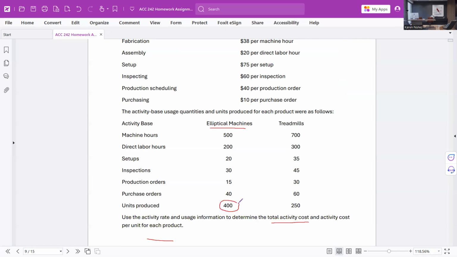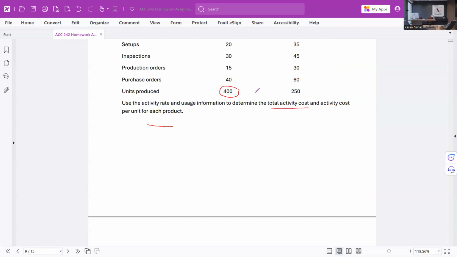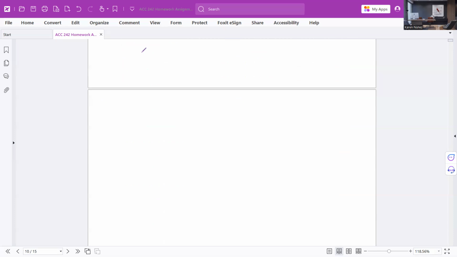So same thing we've been doing, right? Take the rate, multiply times the activity, we get total overhead. Divide by units, we get the overhead per unit. Let's do it for the individual products. So let's focus on the ellipticals first, and then we'll look at the treadmills. For the ellipticals, again, all we're doing is taking the activity times the rate. So for ellipticals, I'll do that right here.